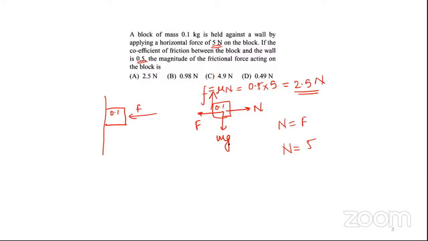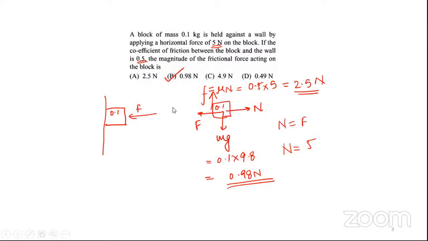Now, what is the value of mg? mg is 0.1 into 9.8. That is 0.98 Newton. So the force of gravity is only 0.98 Newton. So my value of friction will not reach 2.5. It will only stay till 0.98. So my answer for the magnitude of frictional force will be 0.98 newtons.